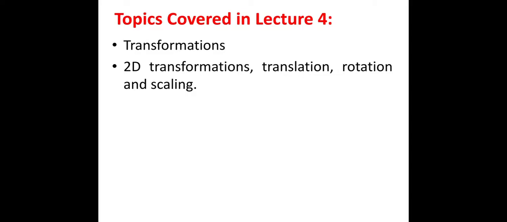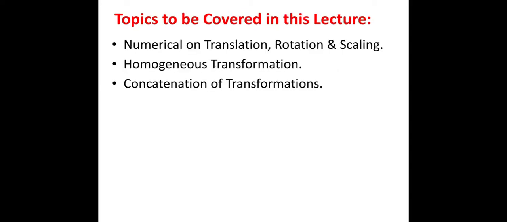In 2D transformations we discussed translation, rotation and scaling, and we discussed the matrices of how the line will be translated and the point will be translated, and similarly for rotation and scaling. In today's lecture we'll solve numericals on translation, rotation and scaling. Also we'll discuss homogeneous transformation and concatenation of transformations.